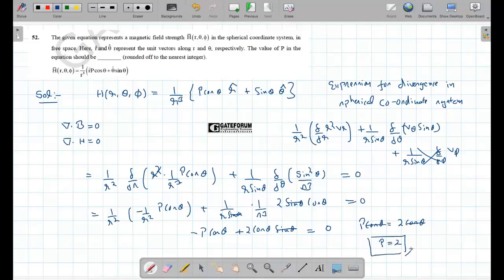So that is the answer for this question. Actually, I should not say electrostatic here, because the magnetic field is changing with space, or sorry, the magnetic field is not constant. So the answer for this is 2. That's the end of the question from the EMF field from the electrical engineering paper.